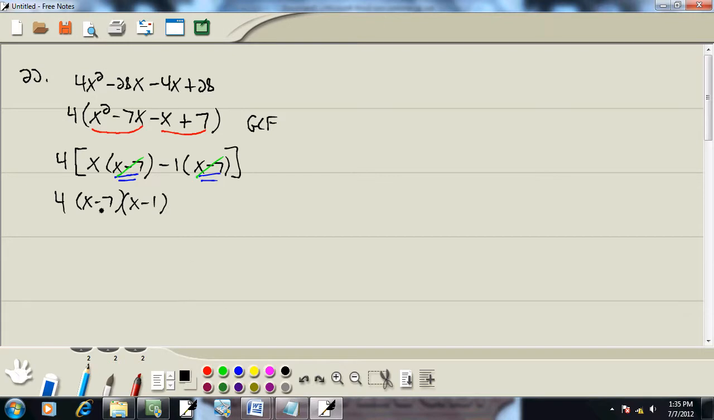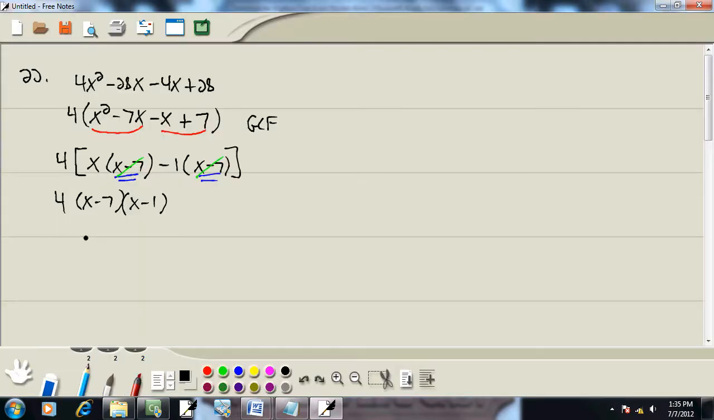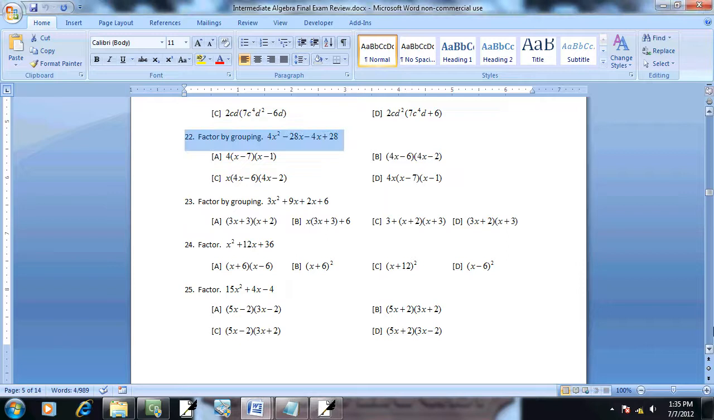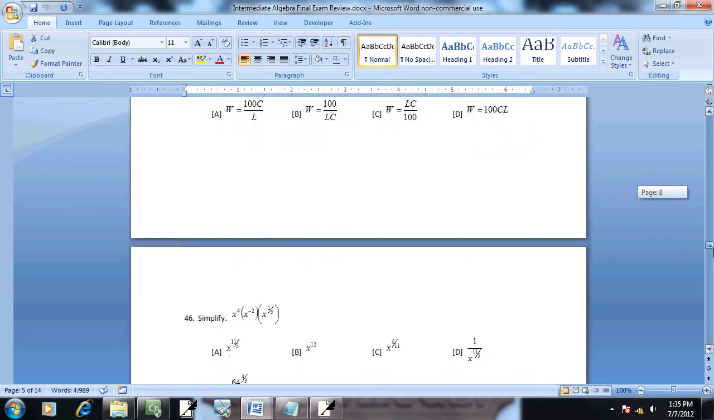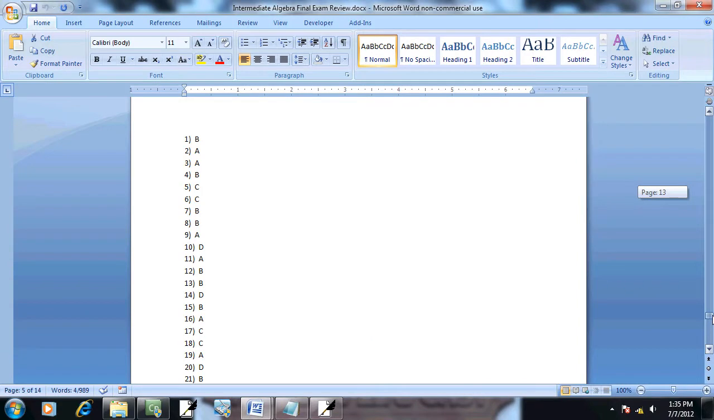Now sometimes they have those reversed. They'll put the x minus 1 here and x minus 7 there. It does not matter what order. 4, x minus 7, x minus 1 looks like A. So let's check that, 22A. And that checks.